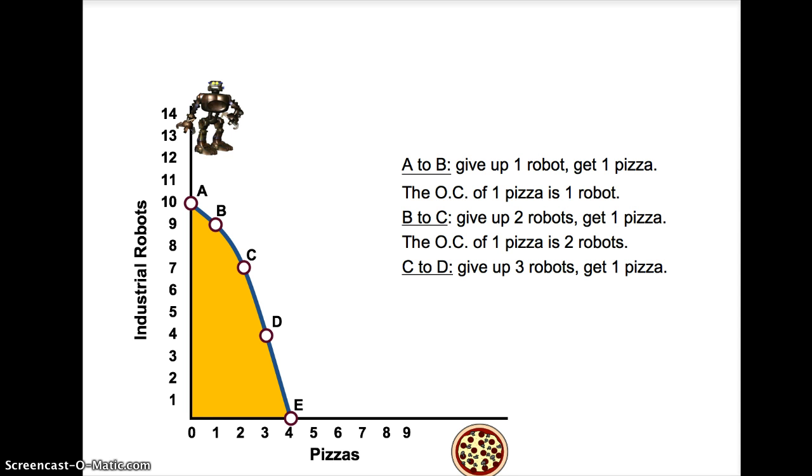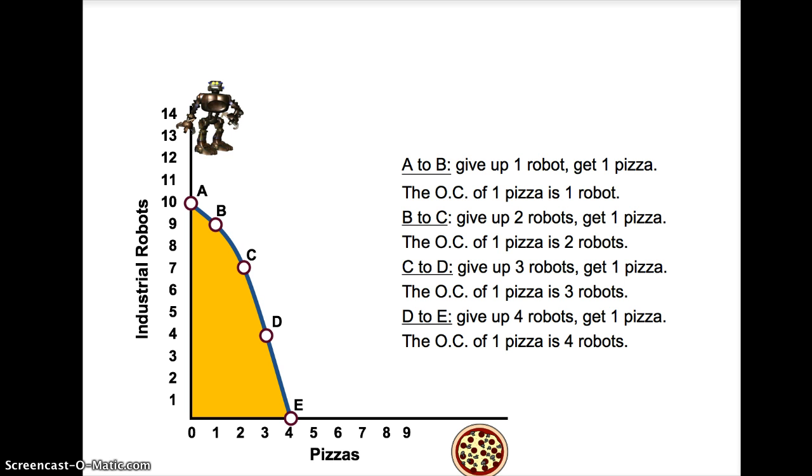Moving from point C to D, 3 robots are given up, 7 down to 4, however 1 pizza is produced. The opportunity cost of 1 pizza is now 3 robots. Moving from point D to E, 4 robots are given up. However, 1 pizza is produced. The opportunity cost of 1 pizza is now 4 robots.